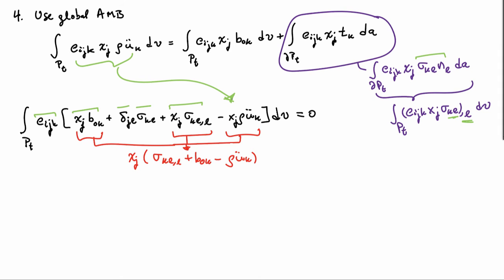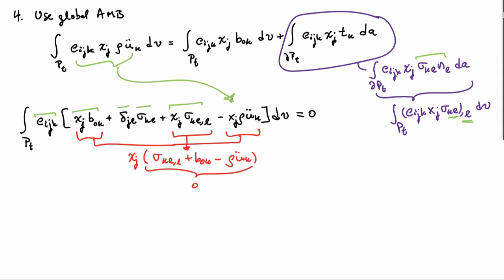So if I look at the first, third, and fourth terms taken together, I can rewrite those as xj times sigma kl comma l plus b naught k minus rho u double dot k. And we'll recognize that what's in the parentheses is what we just finished proving, namely that the divergence of the stress plus the body force is equal to the density times the acceleration. So what's in the parentheses there is equal to 0.